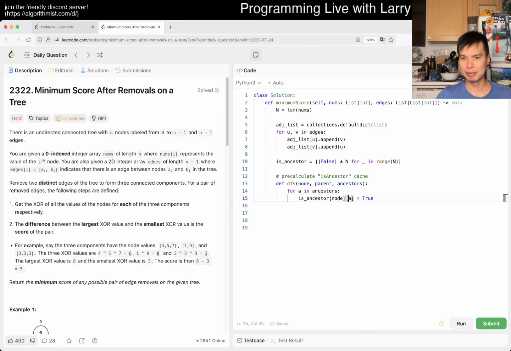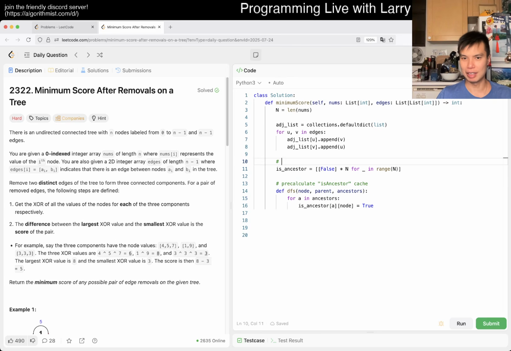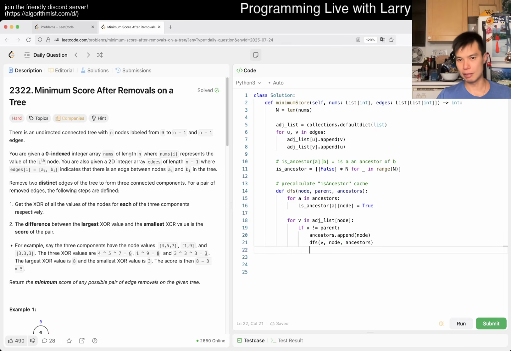Nope, the other way around maybe. And yeah, the ordering doesn't matter. You just have to be clear, right? So ancestor of A, B is equal to: is A an ancestor of B, right? And then now for V in adjacency list of node, if V is not equal to parent, then we just go DFS V node. Dot append, not V, we want to append node. Something like this, right?